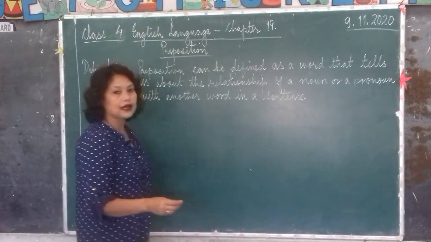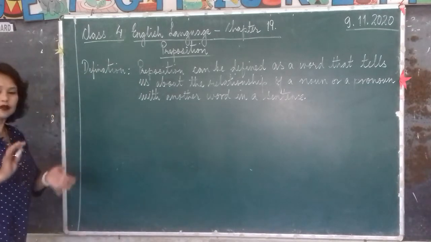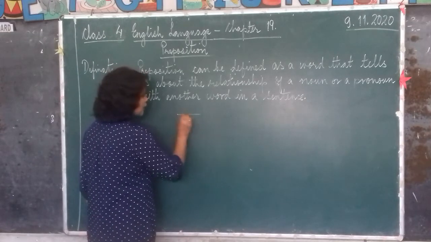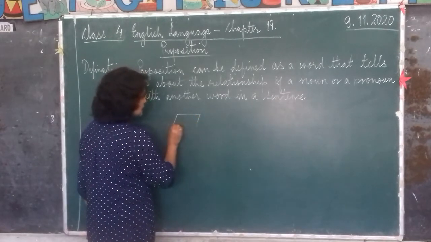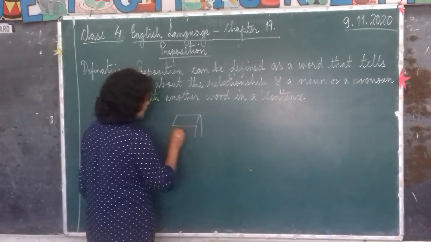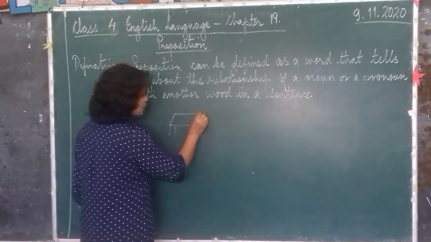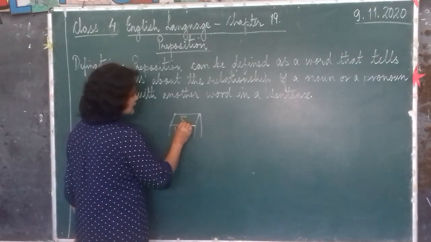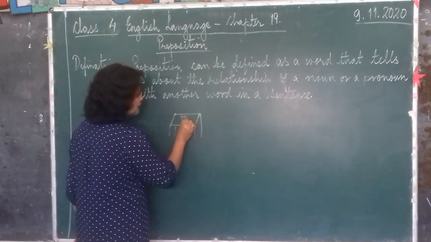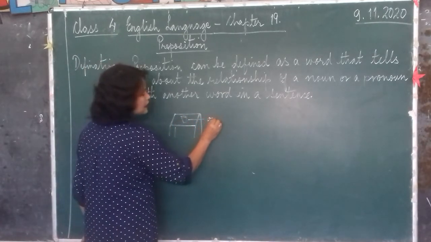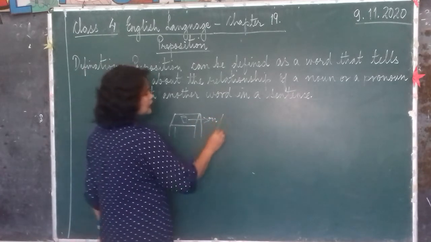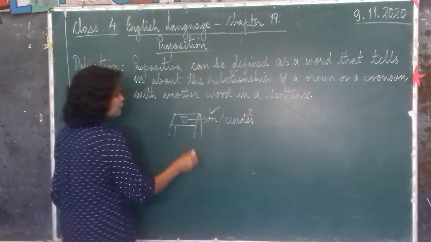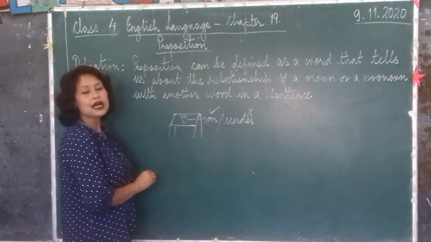Let me draw some. I will not draw very well. Just a rough sketch I'm going to show you. Children, this is a table. Roughly, I'm going to draw it for you, right? This is a table. Okay. All right. So this is on the table. Okay. So what is this? This is a glass. Where is the glass? The glass is on the table. You cannot say the glass is under the table. This is wrong. This is right. If you say under, that means the glass should be under the table.